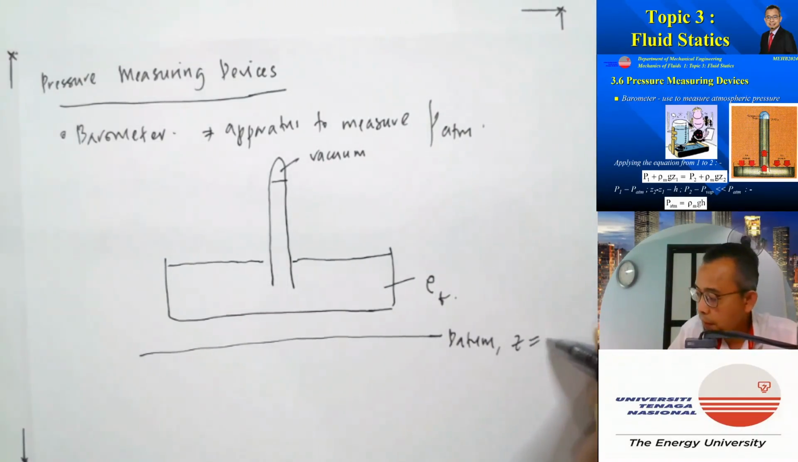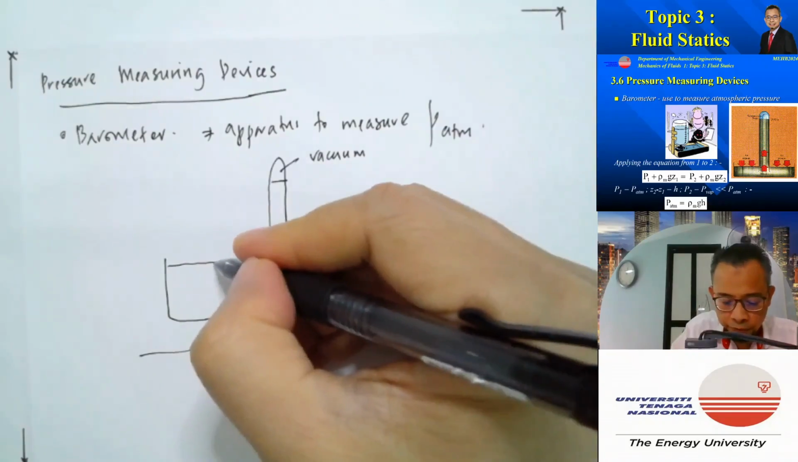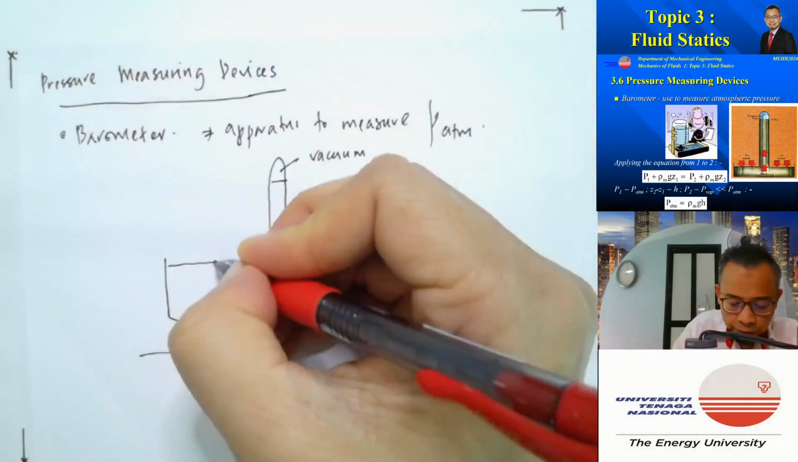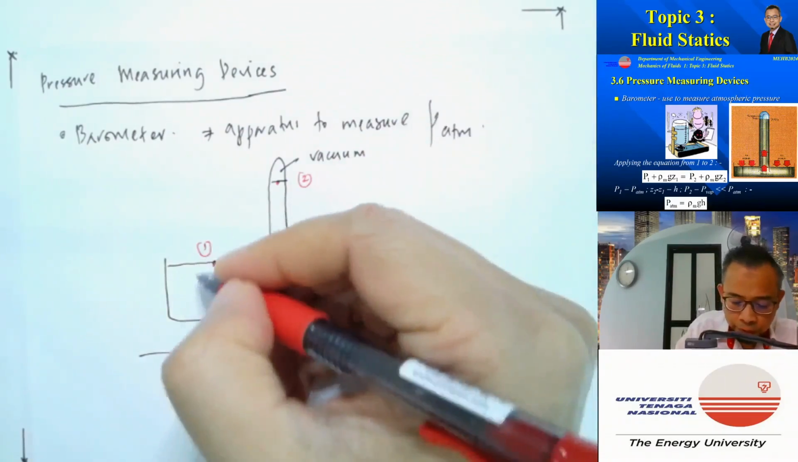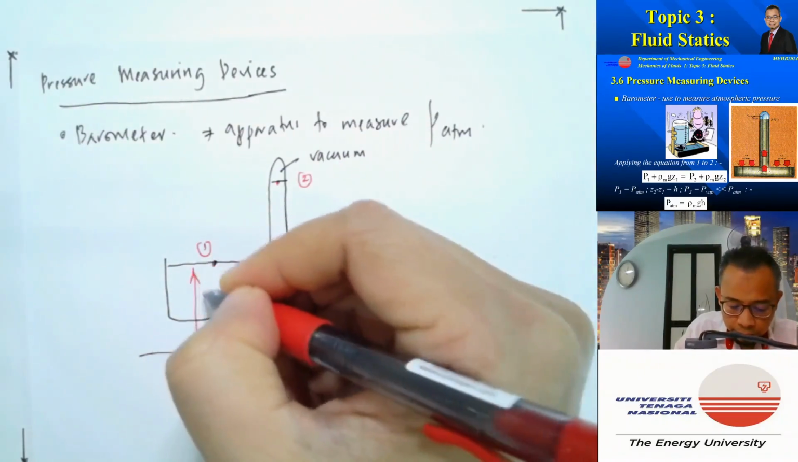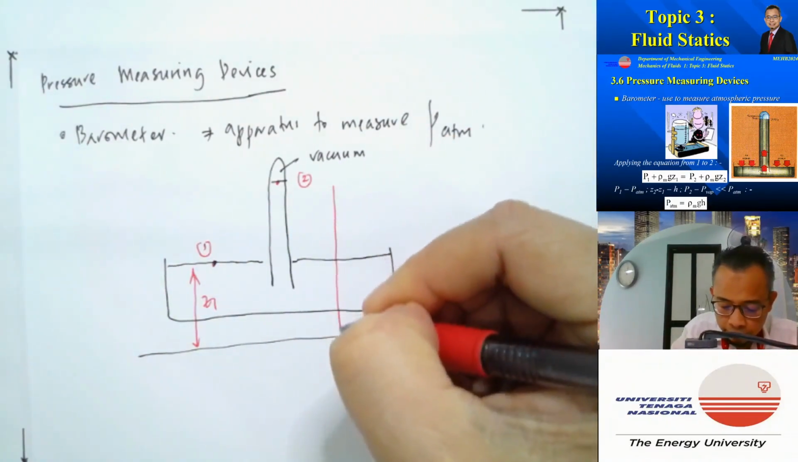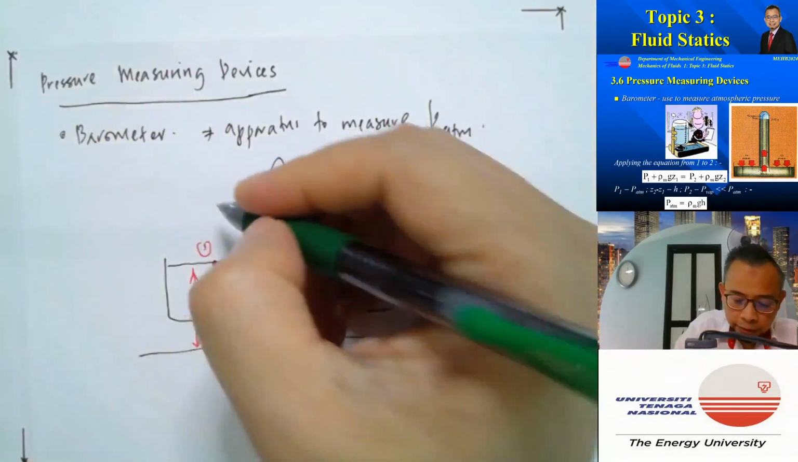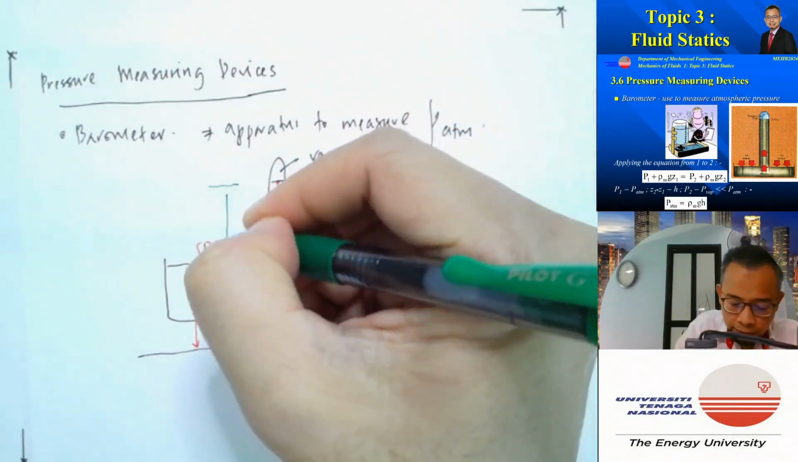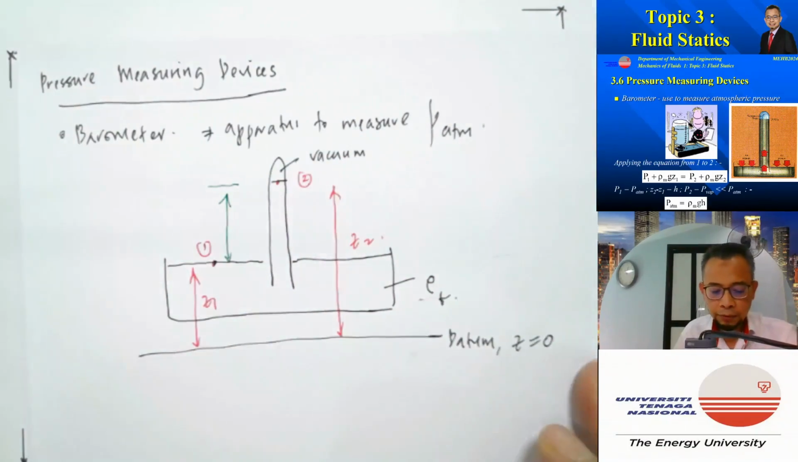And let's say I again draw my datum. Datum can be anywhere where my Z equals 0, and I define this point here as point 1 and this point here as point 2. So this will be my Z1 and this will be my Z2. And let's say the height at which the fluid column rises is equal to h.